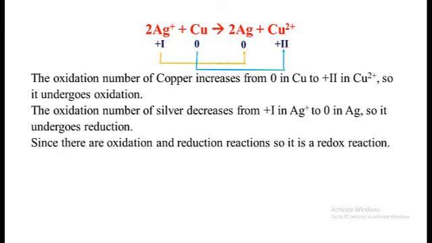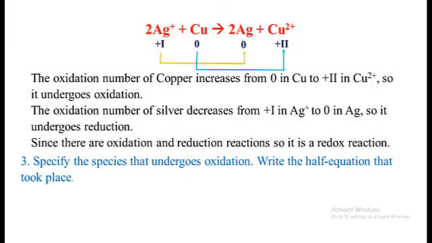Then, because the oxidation number of copper increases from 0 in Cu to plus 2 in Cu2+, it undergoes oxidation half reaction. The oxidation number of silver decreases now from plus 1 in Ag+ to 0 in Ag, so it undergoes reduction half reaction. Since there are oxidation and reduction reactions, it's a redox reaction.